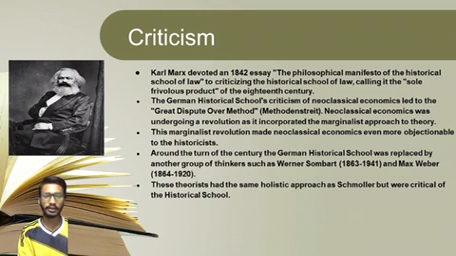Neoclassical economics was undergoing a revolution as it incorporated the marginalist approach to the theory. Around the turn of the century, the German historical school was replaced by another group of thinkers such as Werner Sombart and Max Weber, 1864 to 1920. These theories had the same holistic approach as Schmoller's, but were critical of the historical school.